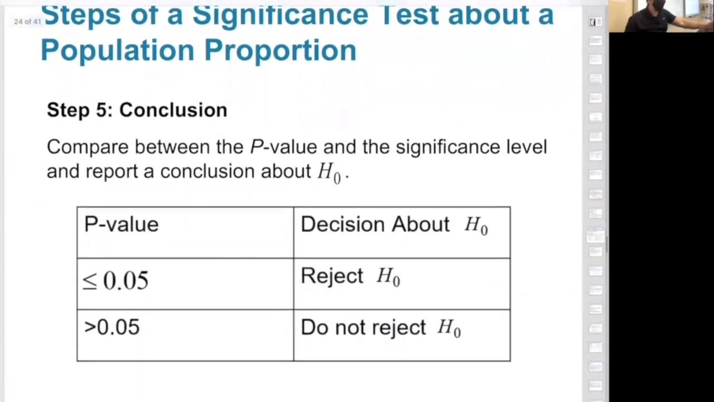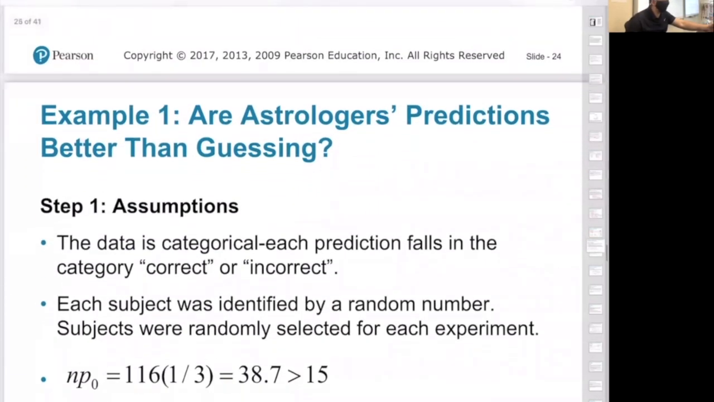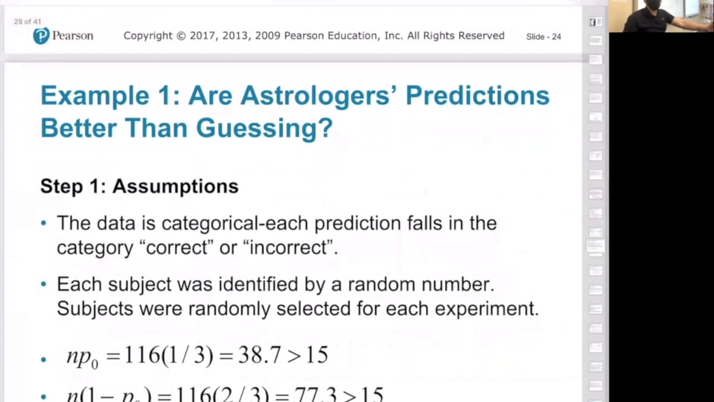And at the end, you make the conclusion. You compare the p-value with the significance level alpha. If it's less than or equal to 0.05, for example, you reject the null hypothesis. If the p-value is greater than 0.05, you fail to reject the null hypothesis. Okay? So this was the story of how we will apply these steps on this question. But let's do the calculations.